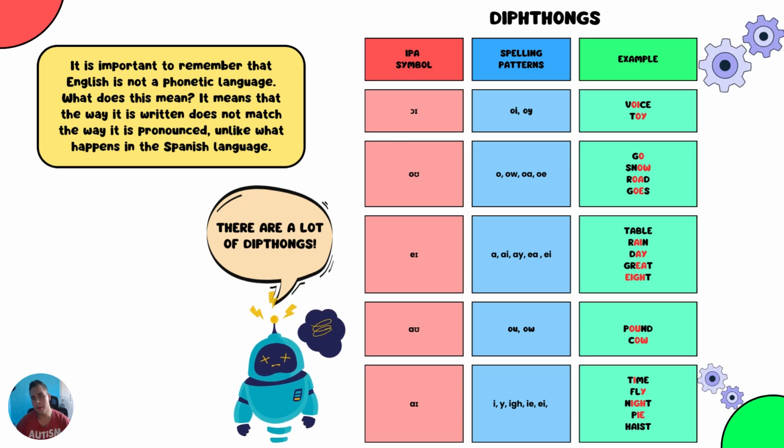But for the purpose of this video, I am going to only go into detail on the vowels. We have a, as in table, rain, day, great, eight. We have ow, as in pound, cow. We have i, as in time, fly, night, pie, and heist. You can see the spelling patterns there.